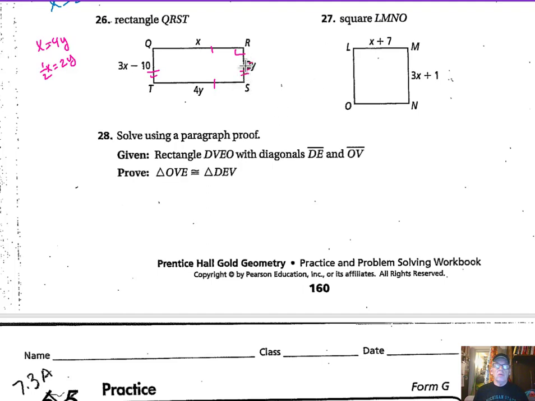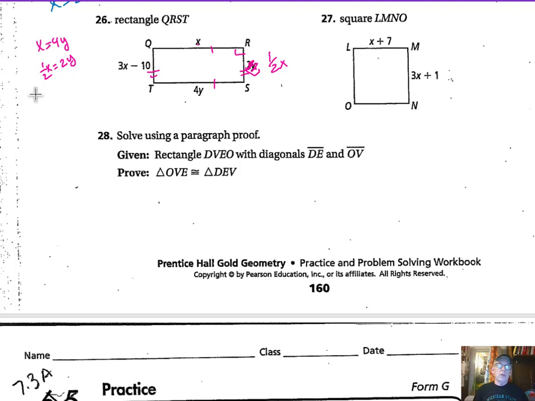So what I could do is replace this 2y with 1/2 x. So I use the first equation they give us. X is equal to 4y. Cut it in half. 1/2 x is equal to 2y. Now since 2y is equal to 1/2 x, I can substitute 1/2 x in there for that 2y. Now I can do these opposite sides congruent and figure out what x is.